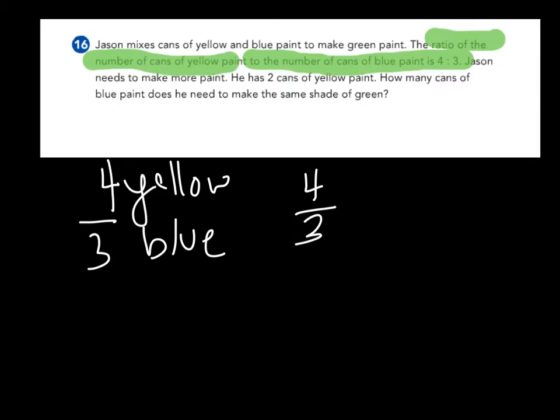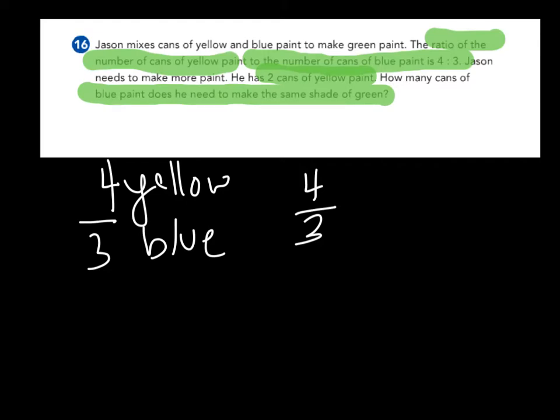The other thing it says here is Jason needs to make more paint. He has 2 cans of yellow. How many cans of blue does he need to make the same shade of green? So basically he wants to have the same ratio of yellow to blue paint. So we're going to create a proportion.